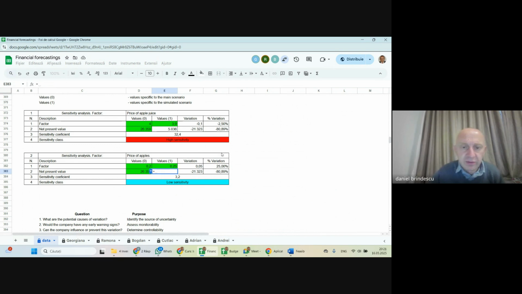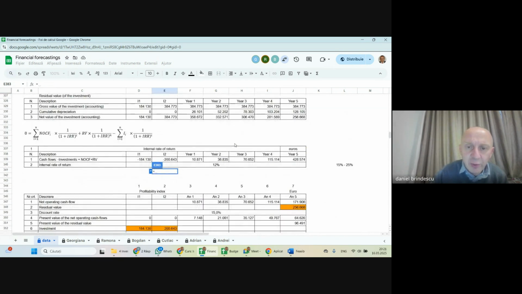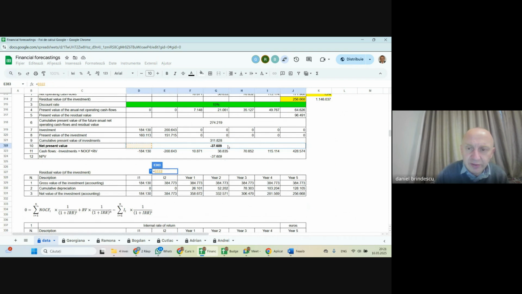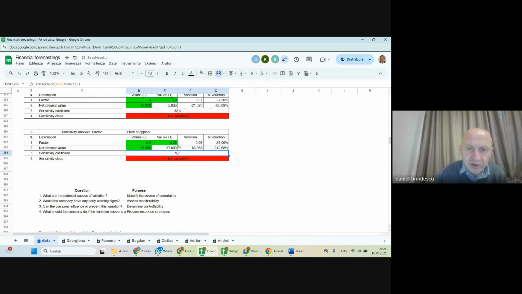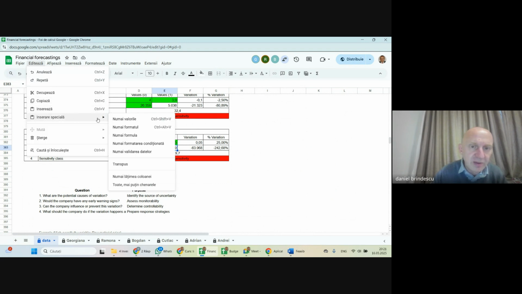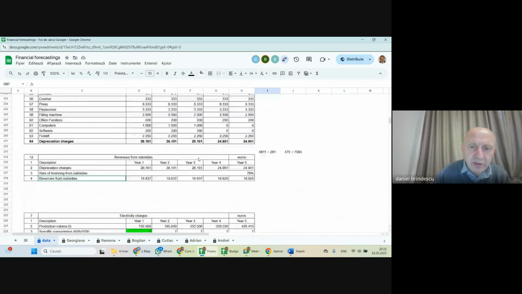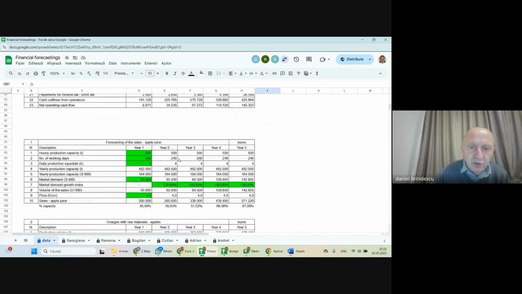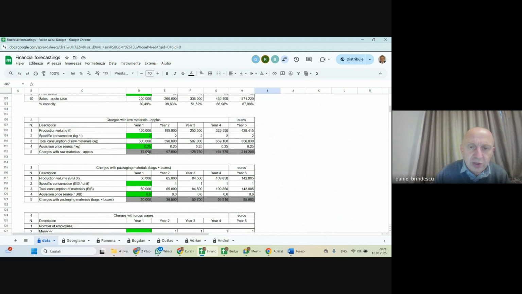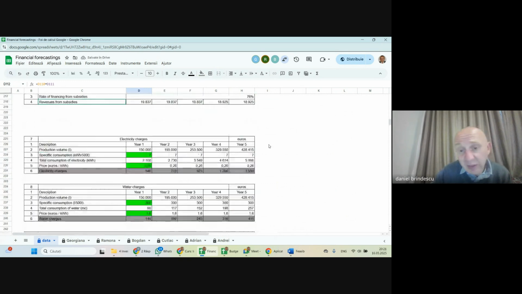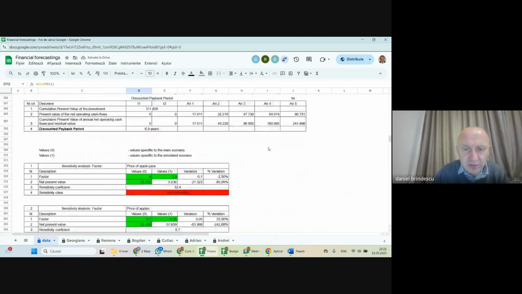I'm linking the second table to the table where I have calculated the net present value. Just for a second, copy, paste values. So I'm breaking the link now. And I'm going back, change the price for the apples at 0.2. So I'm going back to my main scenario, but I'm keeping the table with the simulation.